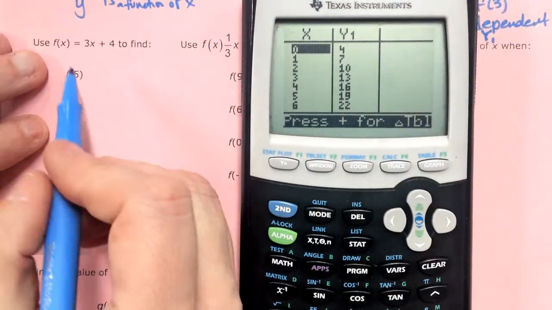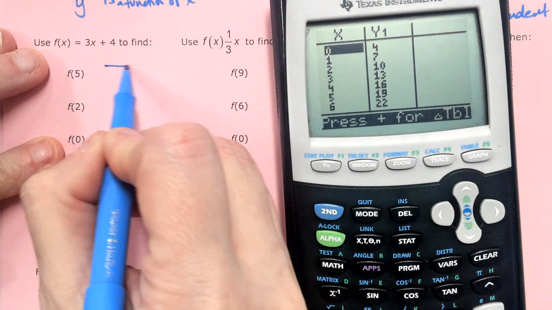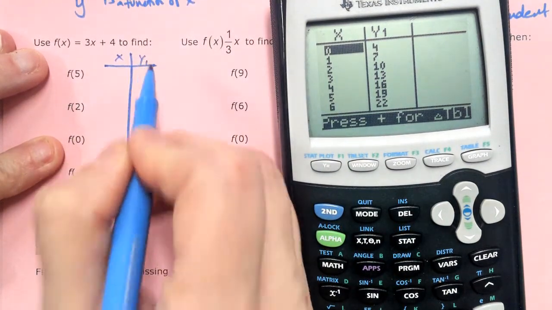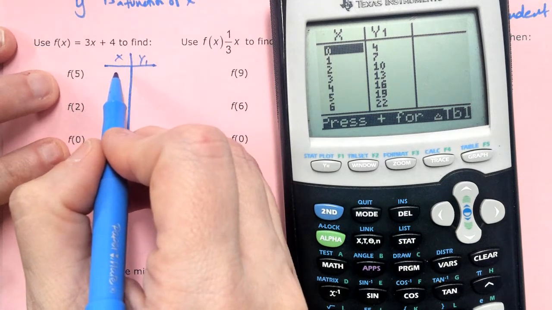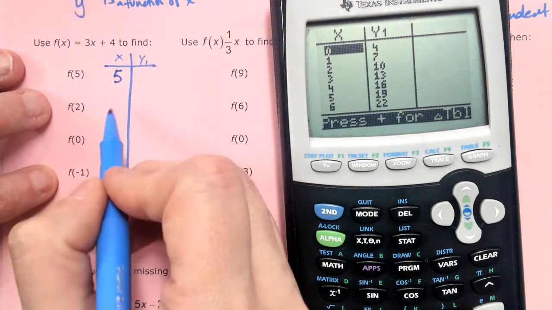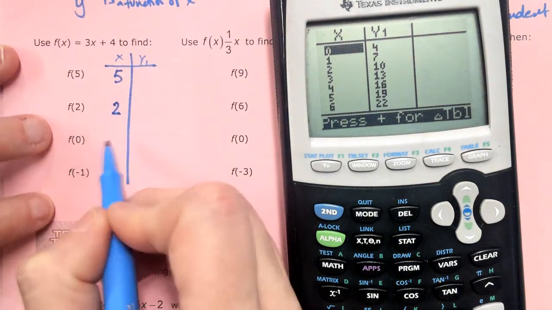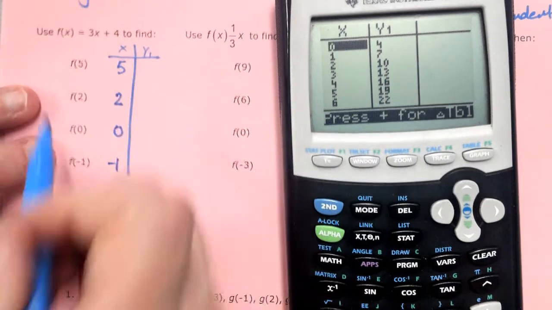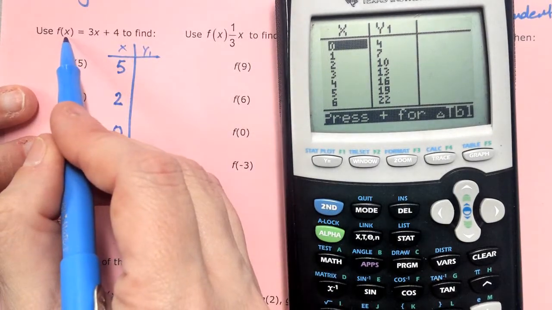So here they gave me inputs, which means I could think about this like it being a big old table. X and Y1. So what is 5? Is it an X or a Y? It's an X. What about 2? It's an X. What about 0? Also an X. Negative 1, also an X. Because they're input values because they're in the place of X.